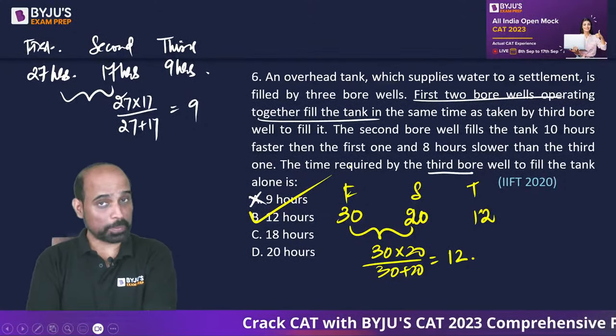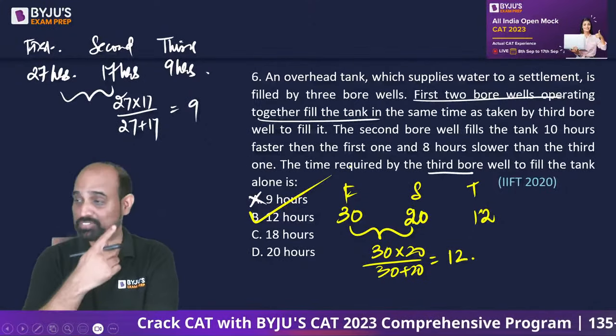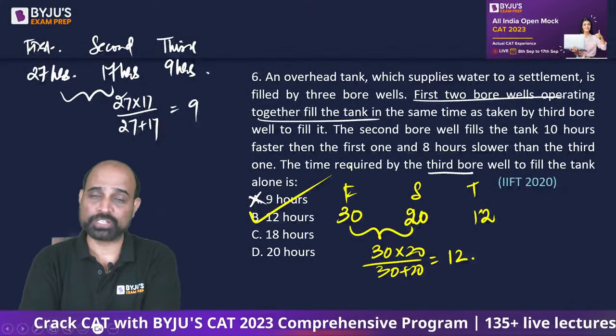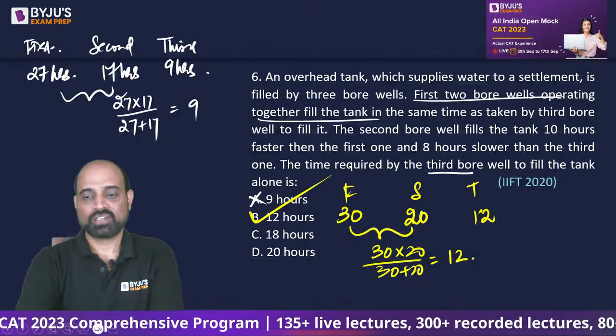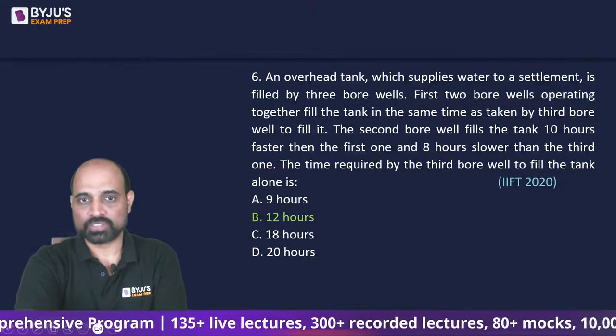Right? Using options, this was much faster. If I start using variables, I'll have to deal with 3 variables and 2 equations. First the ratio will come, then we put it in the second one, and the actual value will come. So let's use options. 12.